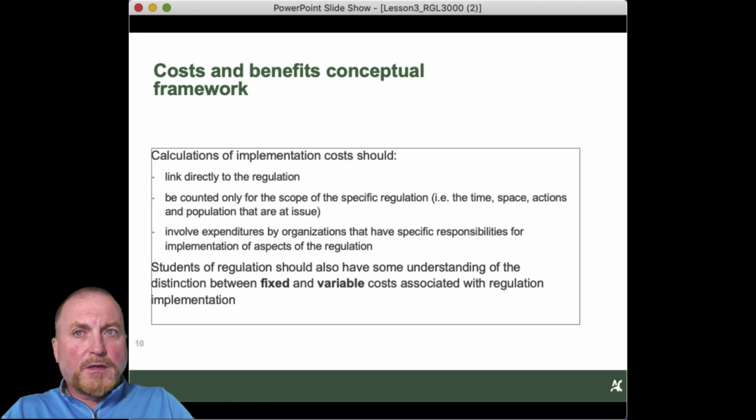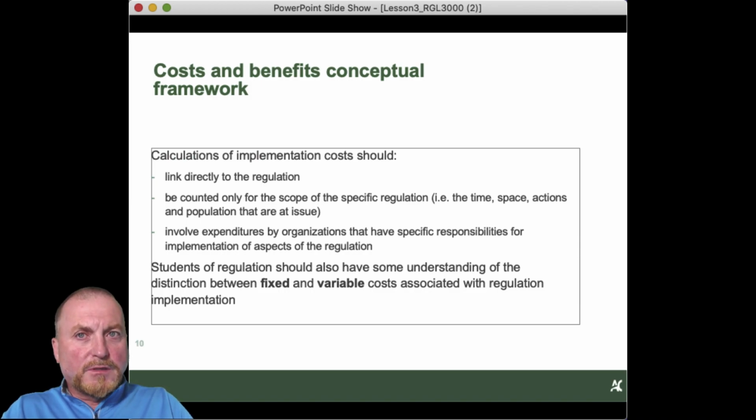Calculations of implementation costs should be linked directly to the regulation. In my previous incarnation, when I was running my firm, we did a lot of this work in various countries around the world where we would help design not only the regulation, but its compliance, promotion, and enforcement. In other words, its implementation. And you need to budget for that. So all budgetary requests link directly to the regulation.